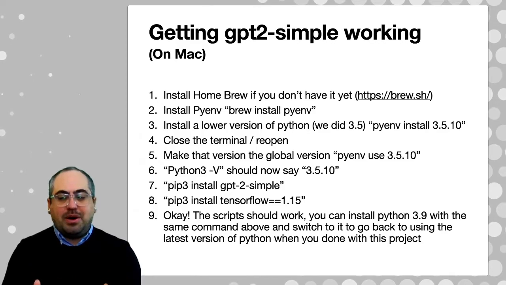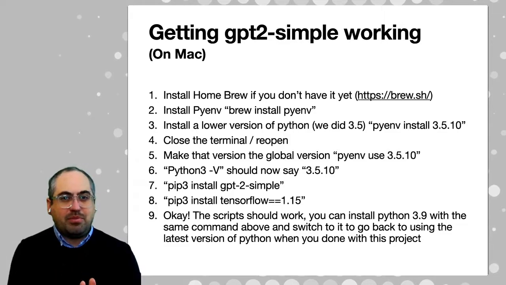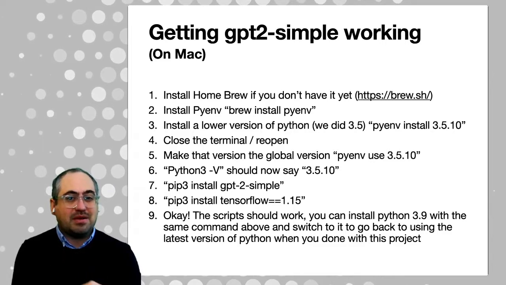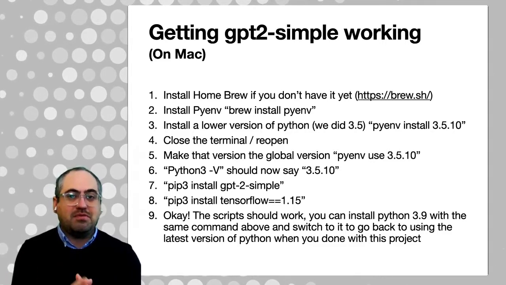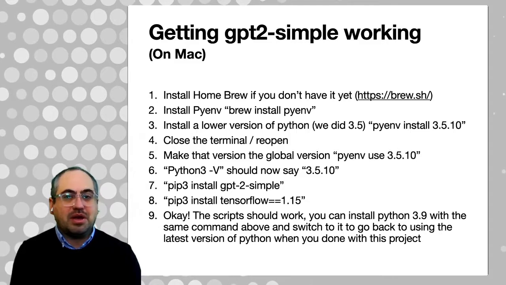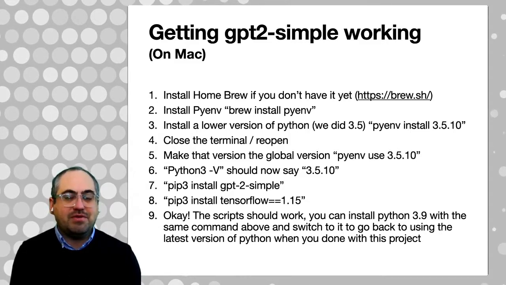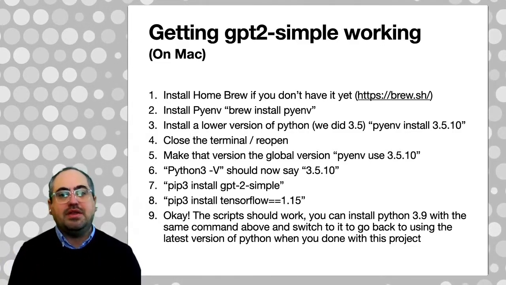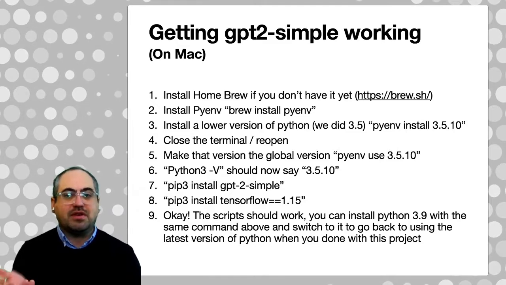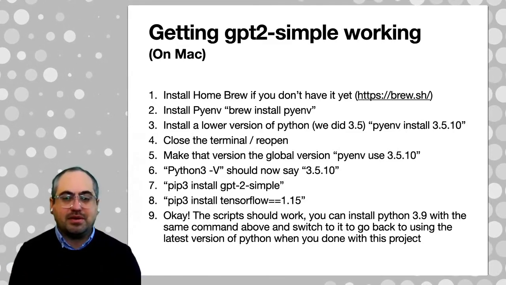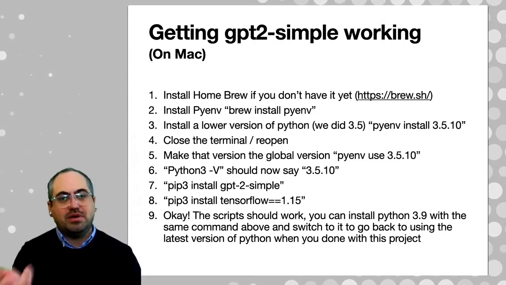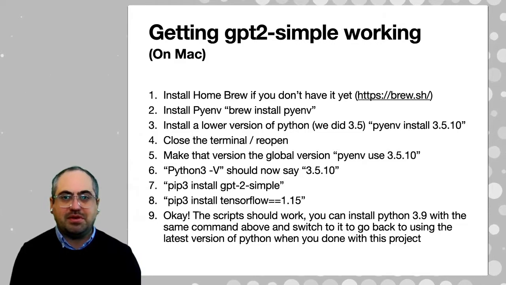So it's done. The thing you should be aware of now is that you're running Python 3.5 whenever you type python3. And so you might want to switch back to the newer version, right? Because you usually want to use the newest version of Python. So you just install the latest version of Python with pyenv: pyenv install 3.9 point whatever, and then use that one instead of 3.5. You'd switch back to the newest version and use that. And if you wanted to do more on the TensorFlow GPT2 simple, you could switch back to 3.5.